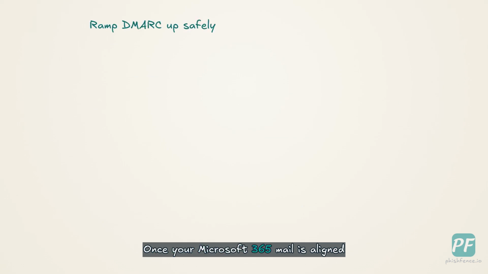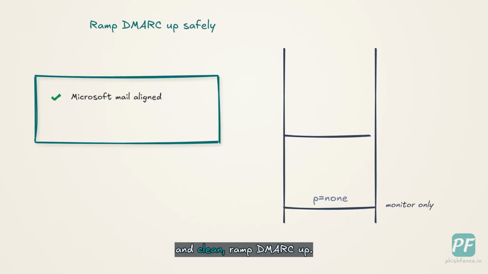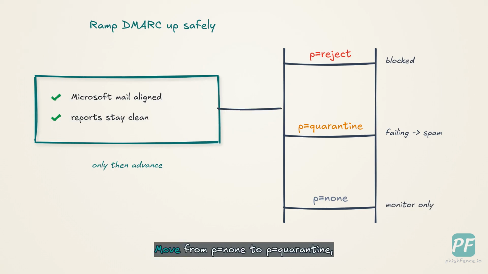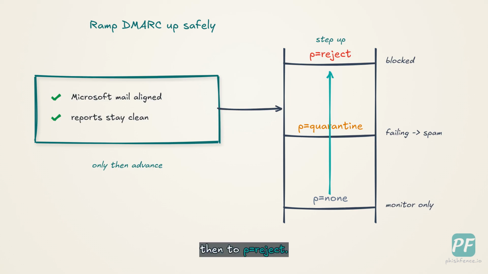Once your Microsoft 365 mail is aligned and clean, ramp DMARC up. Move from p=none to p=quarantine, then to p=reject. Step up only when the reports stay clean so you never block your own mail.